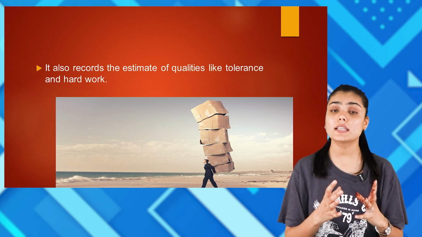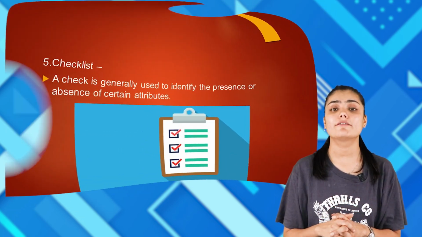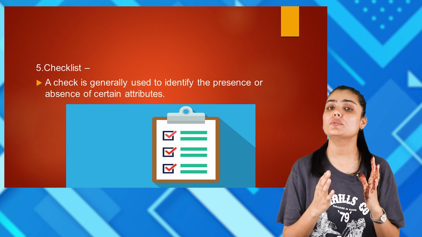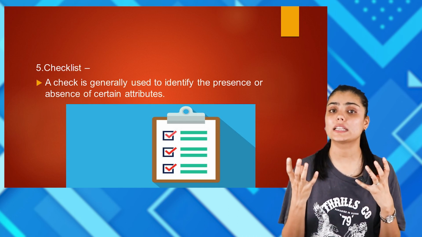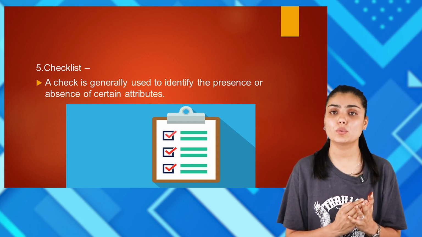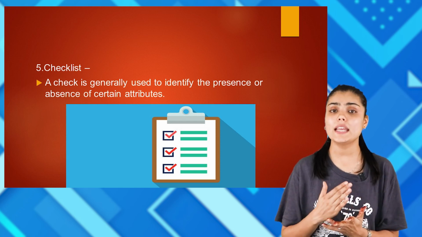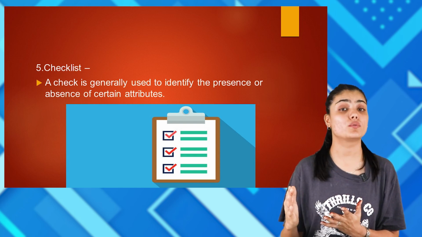It also consists of certain attributes of an individual. Next, we have checklist. What is a checklist? A checklist in general is used to identify if there's presence or absence of a certain thing or certain attribute. So checklist also can be used as a tool in the process of counseling to measure any attribute of an individual. Checklist can be a useful tool.